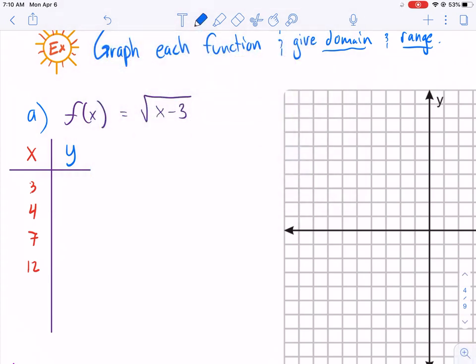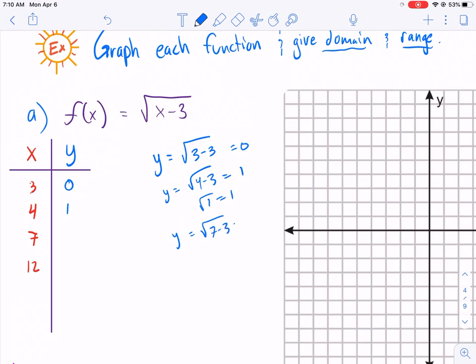Now what happens? So we're going to do y equals square root of 3 minus 3. That's just 0. y equals square root of 4 minus 3. That's 1, because the square root of 1 equals 1. y equals the square root of 7 minus 3 equals square root of 4 equals 2. Then we have y equals square root of 12 minus 3. That's square root of 9 equals 3.